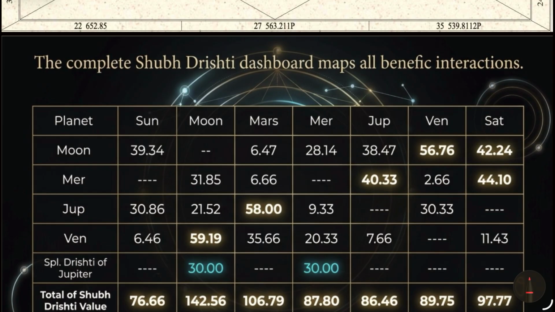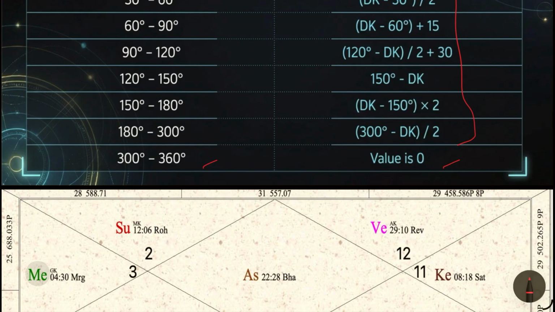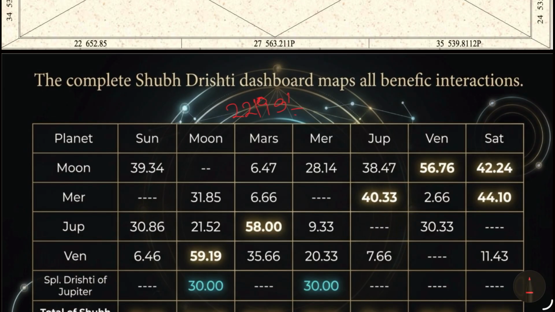For computation, the Shubh Drishti value between Moon and Sun, we are aware of the fact the distance between Moon and Sun is 221 degree 19 arc minute. 221.19 is falling here in this. So if we convert it wholly into degrees, it will be 221.31 degree. The formula for this is 300 degree minus Drishti Kendra, whatever is the value, divided by 2. So if we subtract 221.31 from 300, we will get 78.68. And if we divide it by 2, we will get 39.34. This is the value. Similarly, you can do the computation for the rest of the planets in a similar way.